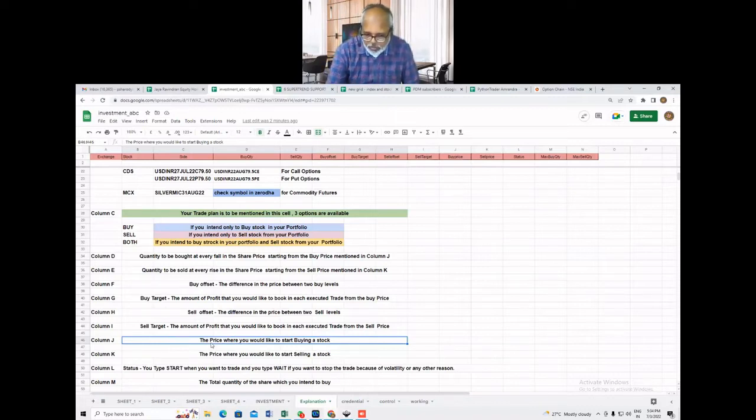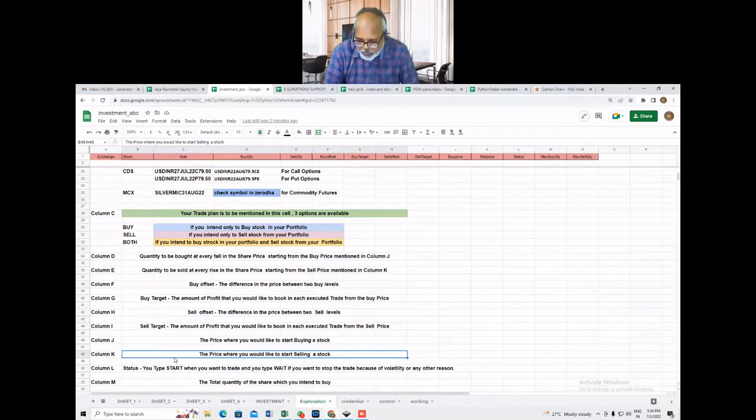Now column K is the price where you would like to start selling the stock from your portfolio. Suppose your average price is 500 and you want to sell it from 520, then you put the selling price as 520. The moment the market reaches 520, it will start selling for you. And as per the offset, it will continue to sell for you till your desired quantity is completely sold.